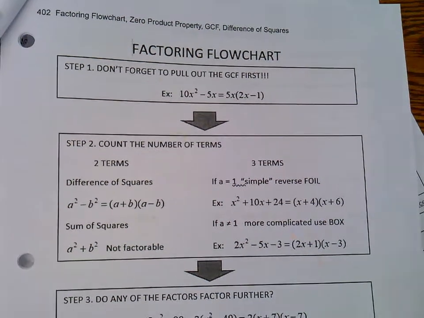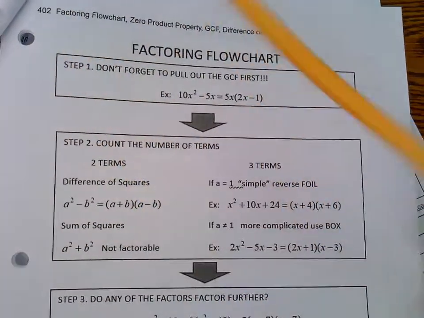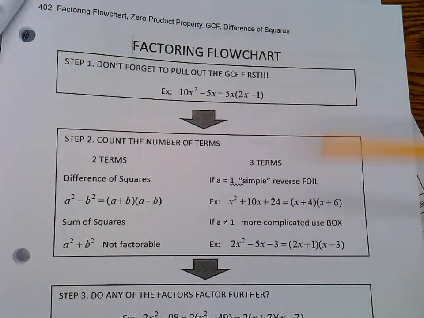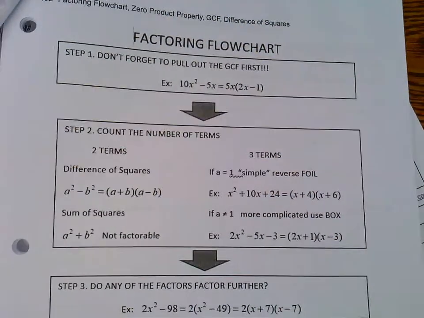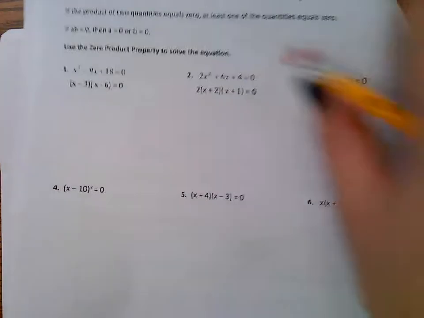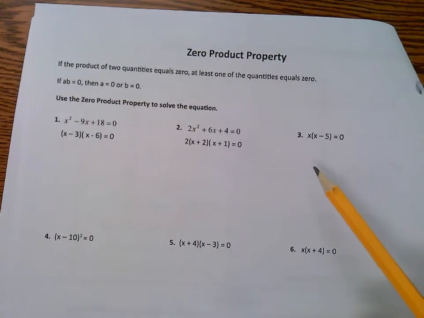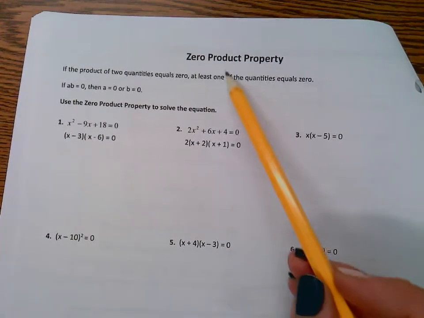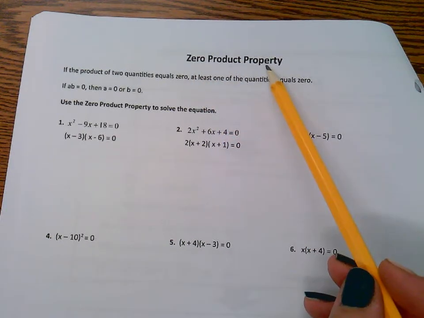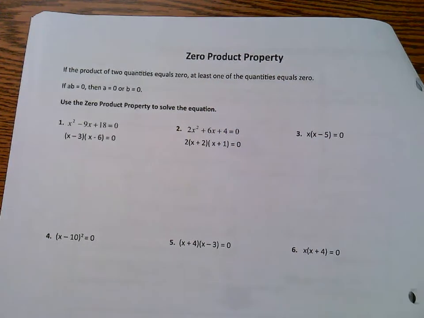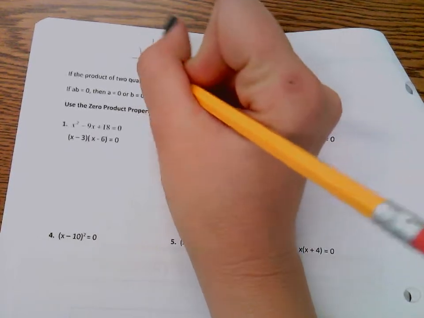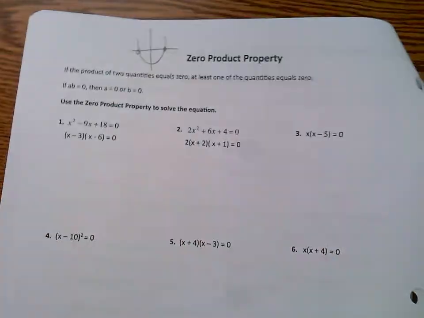All right, so the 402, I put in here this factoring flow chart. We're going to refer back to this a different day. But to start with, we're going to start learning just, hey, what is the zero product property? Because remember, factoring is a way to solve a quadratic equation. And so we need to find out what the zero product property is to help us solve a quadratic equation. Remember, solving a quadratic equation means finding the x-intercepts on a graph.